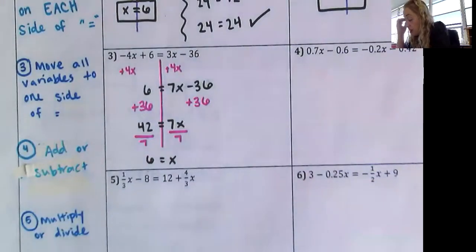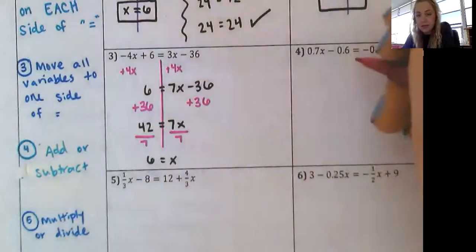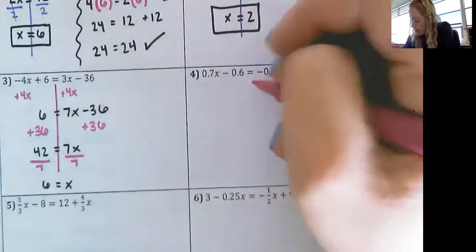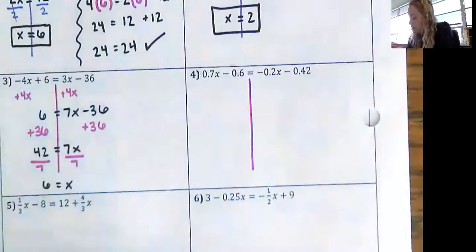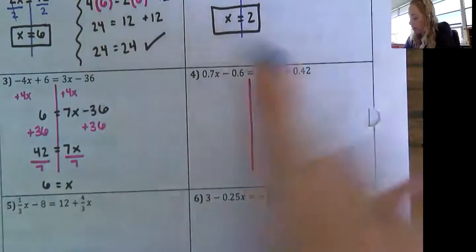All right, let's look at problem number 4. It's a decimal. Okay, we already panicked. Now let's actually do the problem. Separate the two sides. Nothing to distribute. I can't combine over there, can't combine over there.